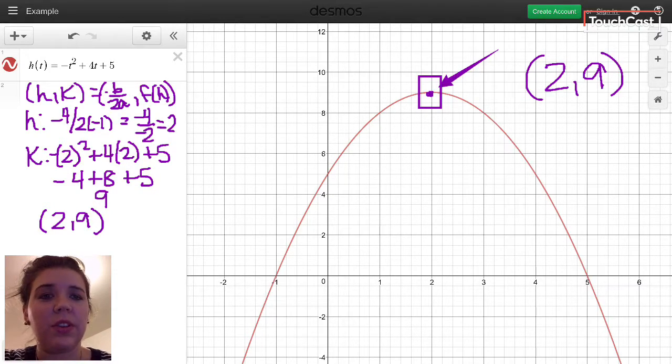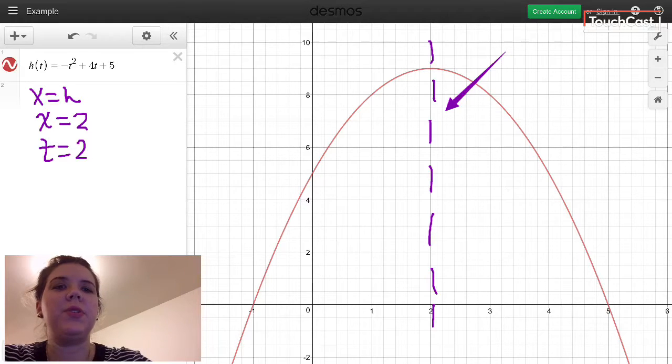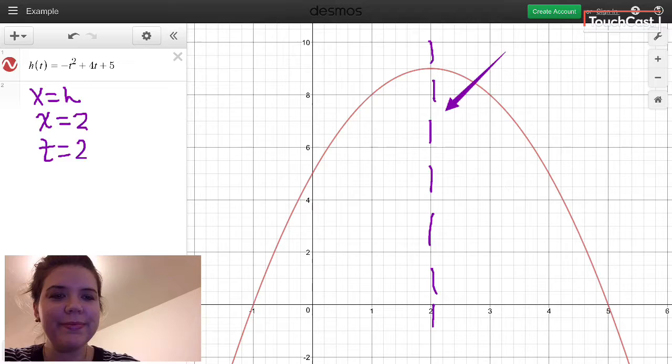What this means in real life is that the highest point my ball reaches will only be 9 inches off the ground, and that will come 2 seconds after it's been thrown. The axis of symmetry occurs at the vertex of the graph, or where there's a change in direction. In relation to this problem, 2 seconds after the ball is thrown, it then begins to fall.